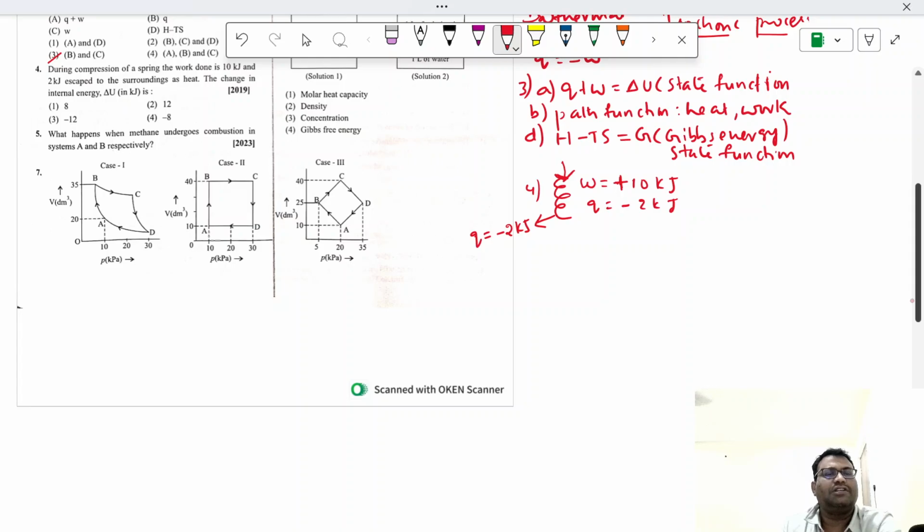Then what is asked? The change in the internal energy. According to the first law of thermodynamics, we know that delta U is equal to Q plus W. So delta U is equal to Q, which is minus 2 kilojoules, plus work done, 10 kilojoules. Minus 2 plus 10 is plus 8 kilojoules. So the answer is plus 8 kilojoules.